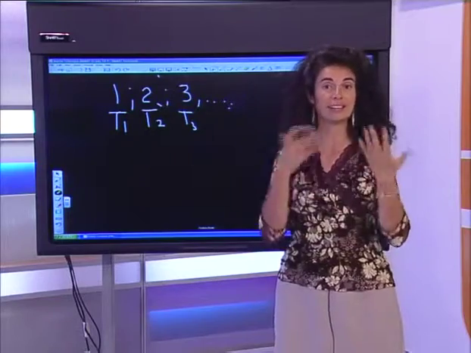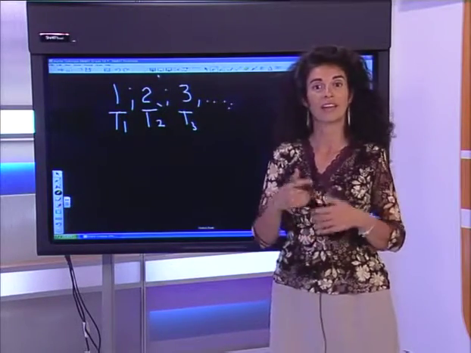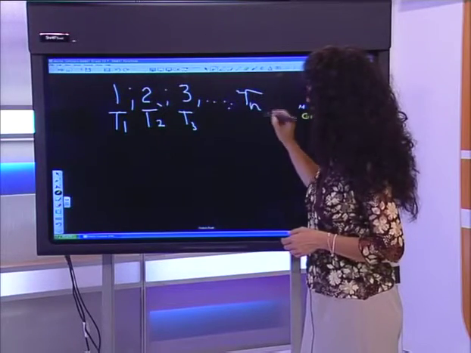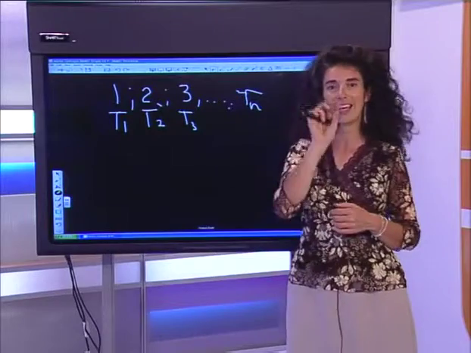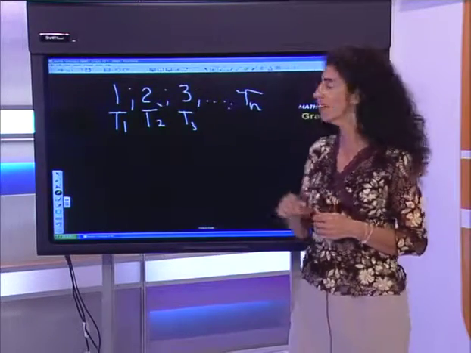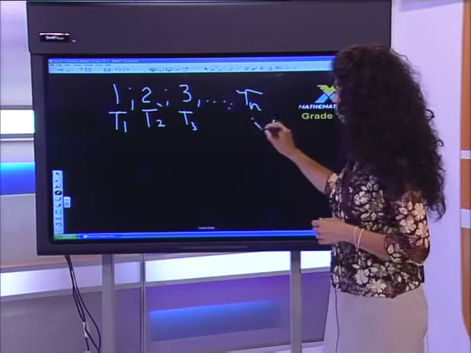So if I was talking about T10, then I'd like to know what the 10th term in the sequence would be, and so forth. So if we went all the way to Tn, we would have n representing one of the terms in that sequence. Now Tn is also called the general term.